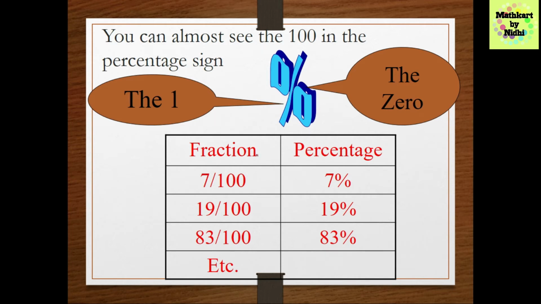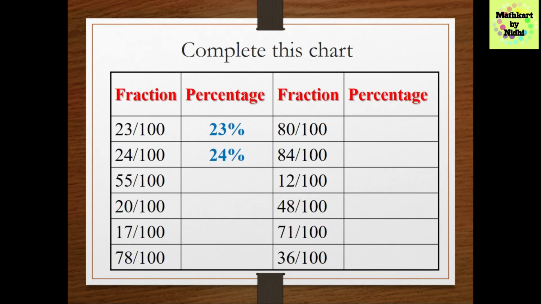Some few examples have been given. If we are writing 7 upon 100, we can simply write 7%. 19 upon 100 is 19%. 83 upon 100 is 83%. So we have simply removed per 100 and put the percentage sign. Now there are some questions for you. You can take a screenshot of this and solve it for practice, to see how we can convert these kinds of fractions into percentage simply.